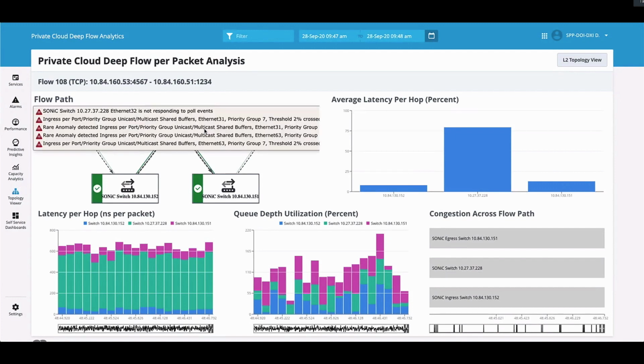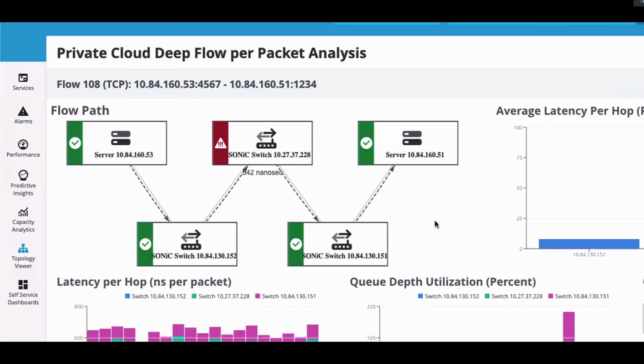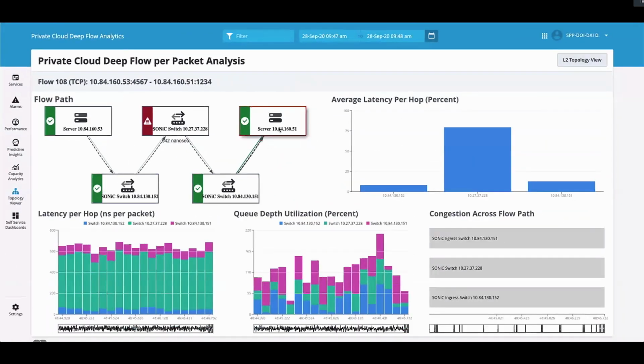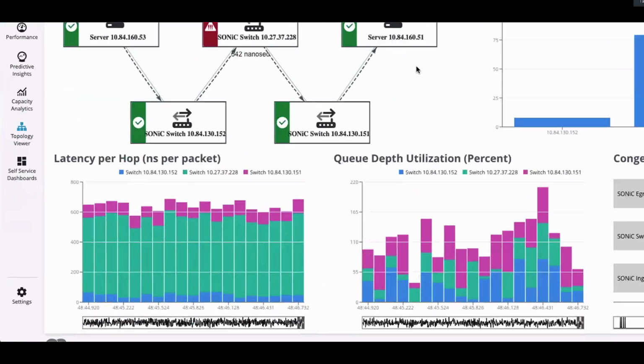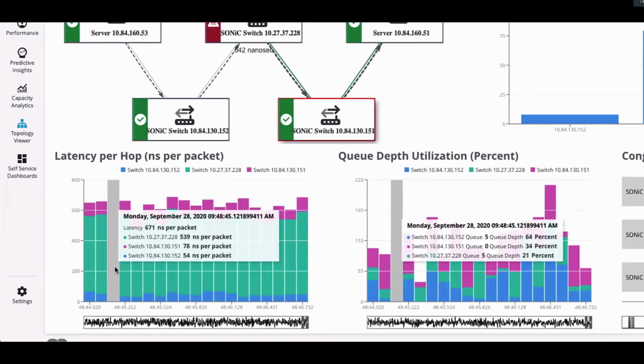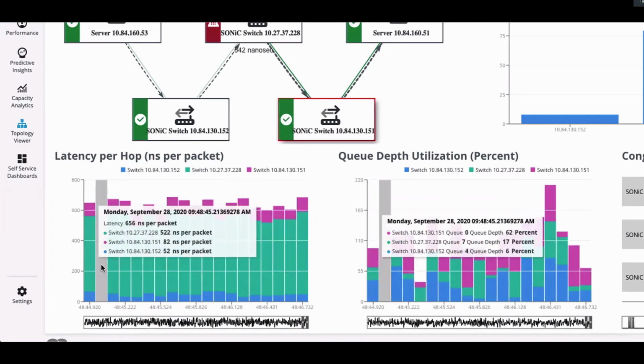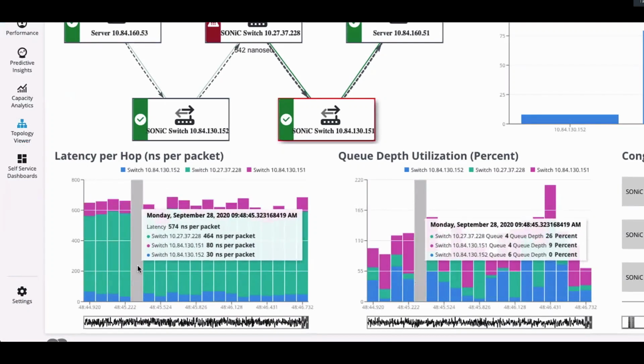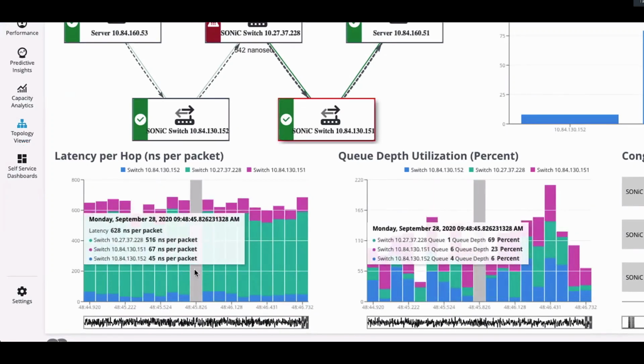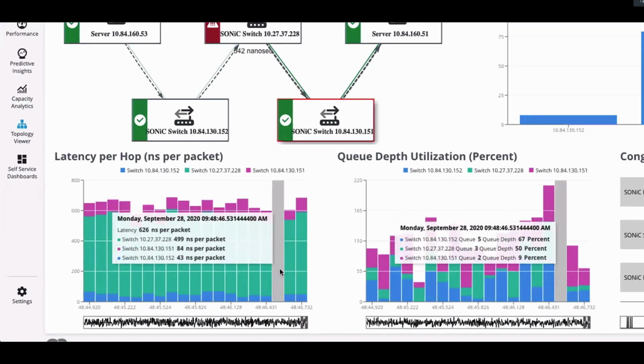Our topology diagram on this dashboard shows packet path tracing and shows us the path this specific flow took over our switch fabric, as well as our culprit switch again. Per packet latency is where we can see the latency of flow 108 as it traverses the network. As it moves from switch to switch, we easily see it spending more time at our 10.27.37.228 switch. Each one of these bars is a per packet view of flow 108 in nanoseconds, the most granular visibility in network performance in the industry.